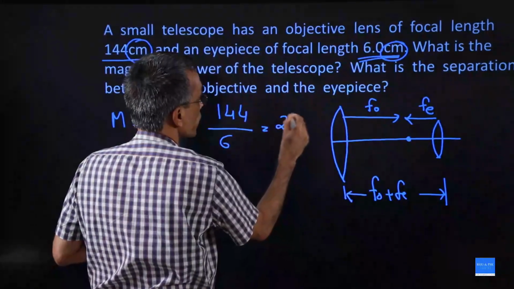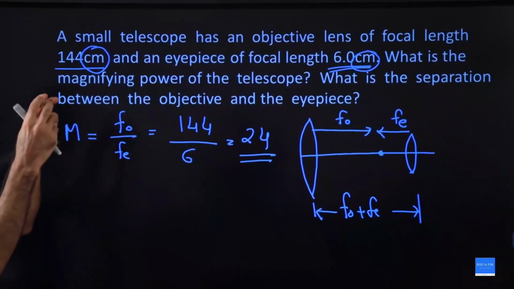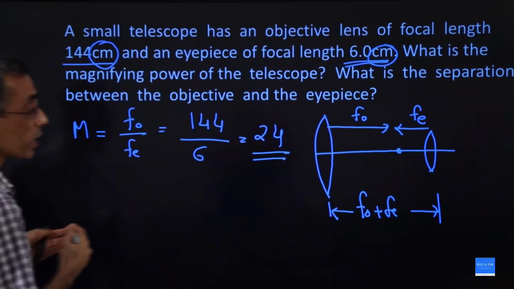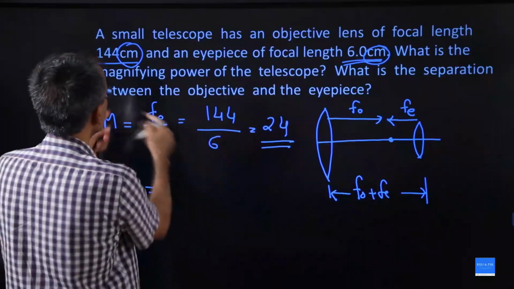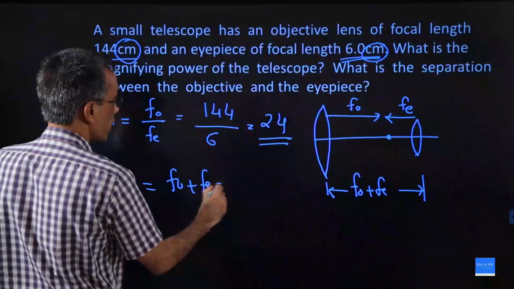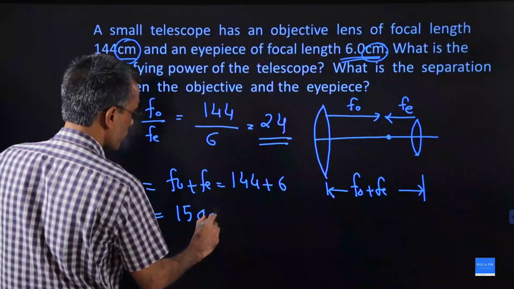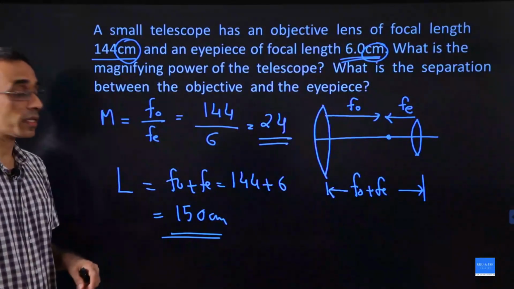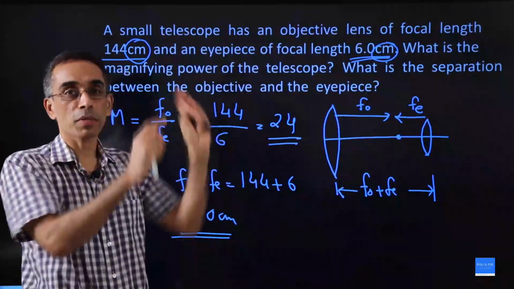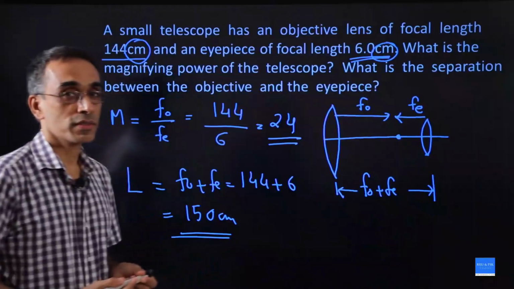This gives you 24. That means this telescope can magnify things 24 times. Objects will appear closer by 24 times. And what is the separation between the objective and the eyepiece? That is fo plus fe, which is 144 plus 6 equal to 150 centimeter. 150 centimeter is 1.5 meter. It's quite long. You must have seen astronomical telescopes, they are long because of the large focal length of the objective lens.